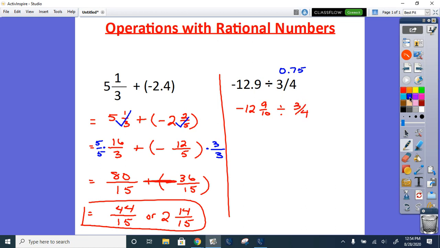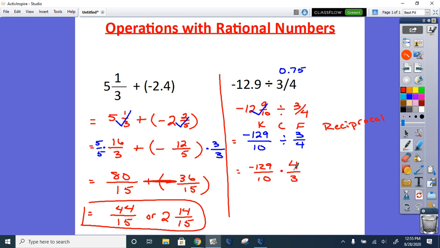I'm going to use my check mark method again, and I'm going to multiply negative 12 times 10, which is negative 120 plus 9. That becomes negative 129 over 10, divided by 3/4. And then I'm going to come down, and I'm going to actually go with our method of keep, change, flip. So now that becomes negative 129 over 10 times 4/3. Remember, that flip is actually called our reciprocal. So we're multiplying by the reciprocal now. And now we get a chance to look and cross-reduce if possible.